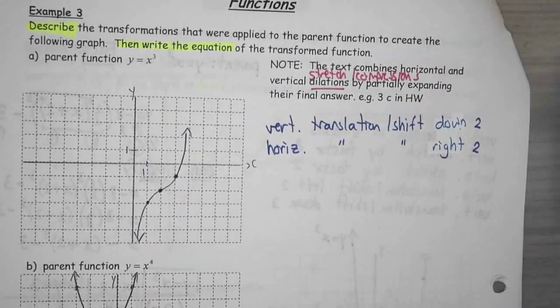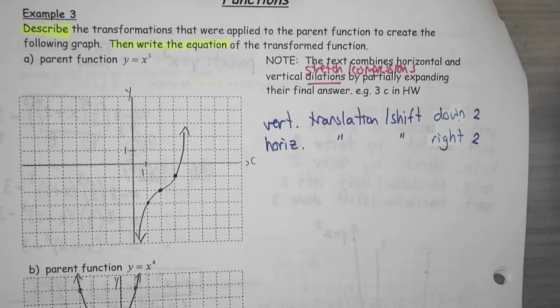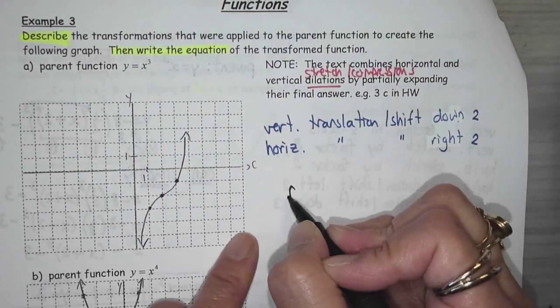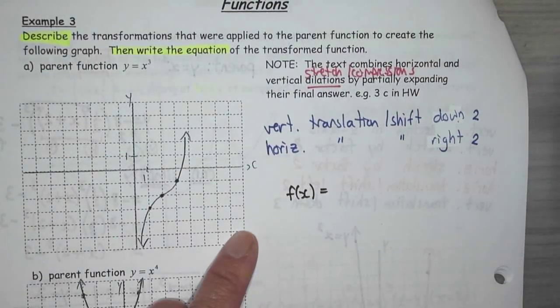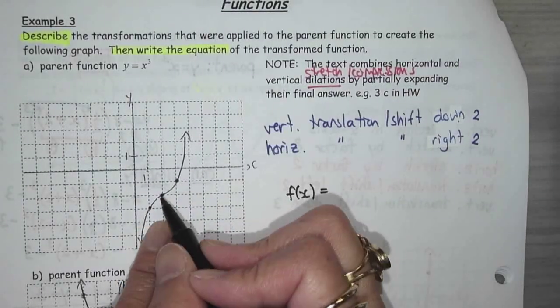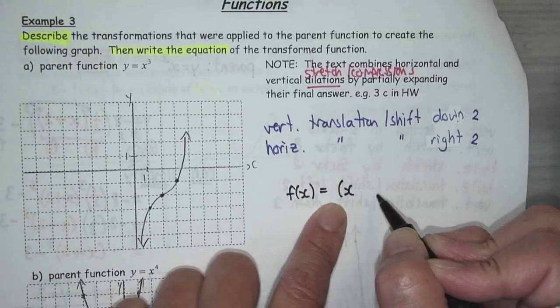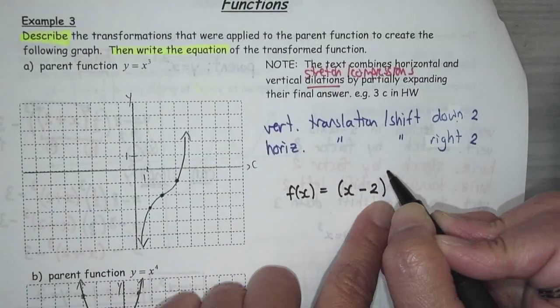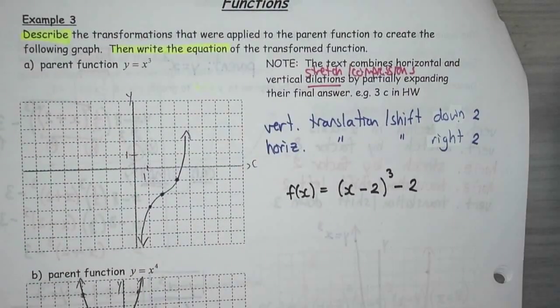Thank you. And then you're just writing your equation. So writing your equation would be f of x or y equals, it doesn't matter, we know it's a function, and it's going to be no stretch or compression, so no a value, so it's just going to be x minus 2 cubed and down 2, that's it.